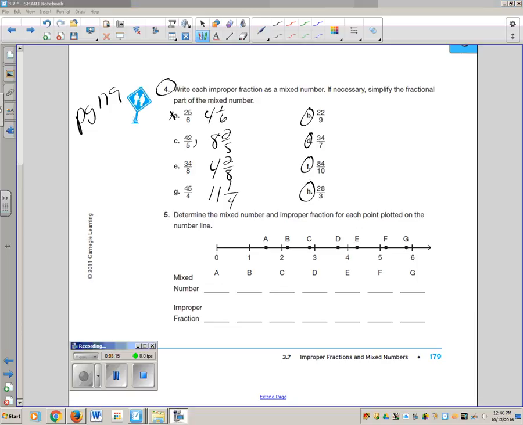Okay, your work is done on those 4 problems. For 22/9, you should have 2 and 4/9. For 34/7, that gives you 4 and 6/7. 84/10 is 8 and 4/10. Bonus points, 8 and 2 fifths. 28/3 would be 9 and 1/3.